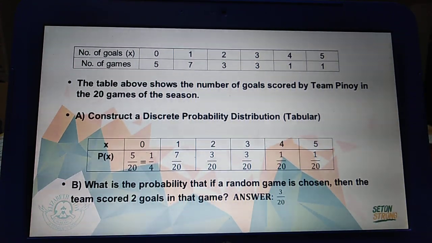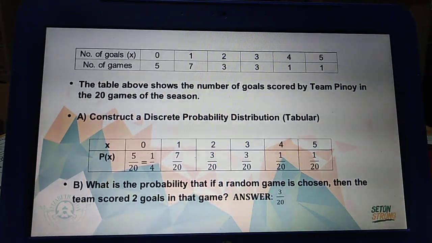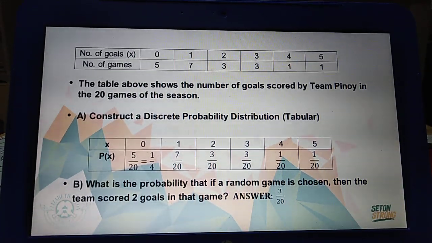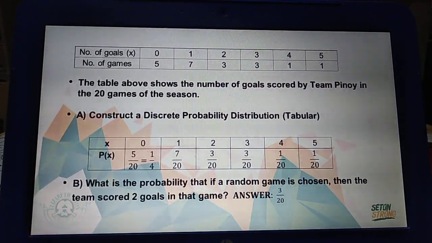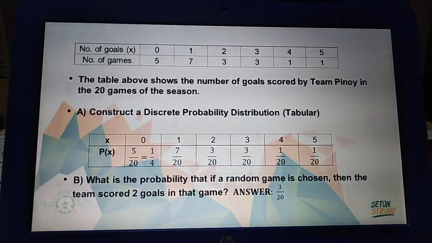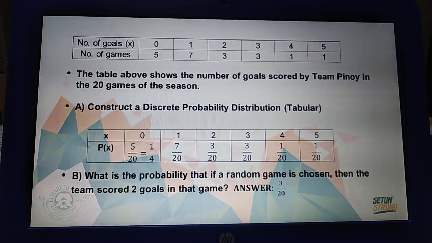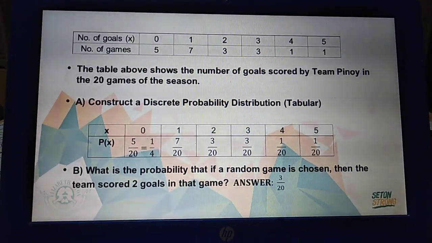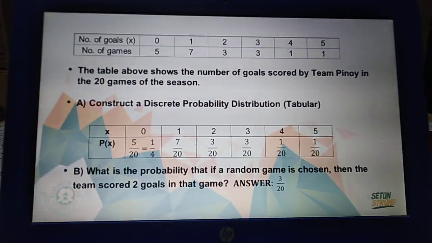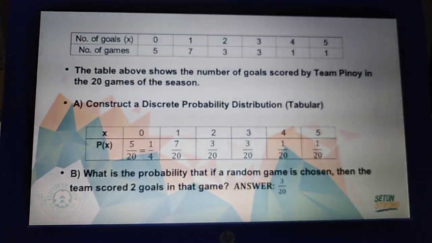Second, you were asked to find the probability that the team scored only 1 goal in 7 games, so that would be 7 over 20. Third, you were asked for the probability that the team had 2 goals in 3 games, so that would be 3 over 20. The same with 3 goals, which is 3 over 20. And 4 goals, they only scored 4 goals in 1 game, so that would be 1 over 20. The same with 5. They scored 5 goals in only 1 game, so that would be 1 over 20.